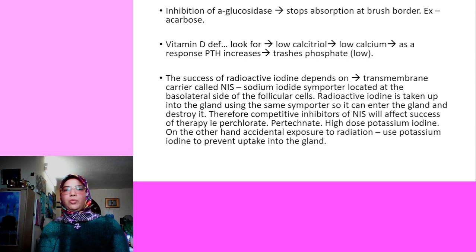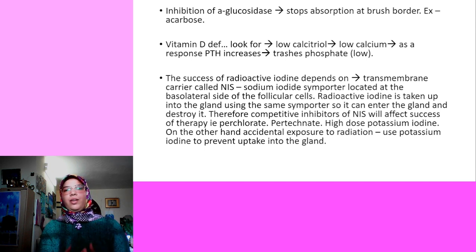Vitamin D deficiency. So what does that look like if you're given labs? Vitamin D deficiency, you're going to have low calcitriol. If you're going to have low calcitriol, you're going to have low calcium. As a response to low calcium, you're going to have elevated PTH, which tries to work and increase that calcium again. And when the PTH increases, phosphate is going to decrease, because PTH, another way to remember, is a phosphate trashing hormone. So it's going to get rid of the phosphate into the urine. So vitamin D deficiency looks like low vitamin D, low calcium. In response to low calcium, you're going to have elevated PTH. In response to the elevated PTH, you're going to have low phosphate.